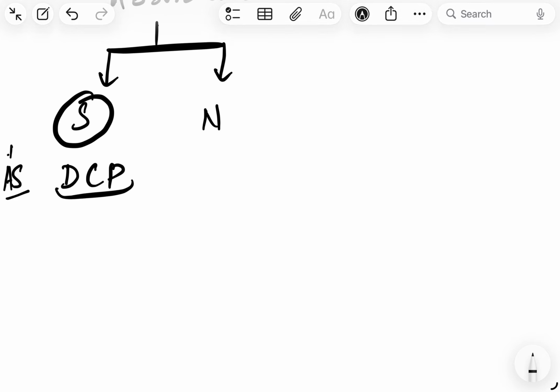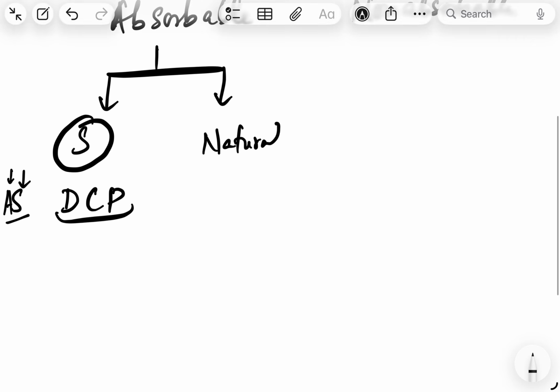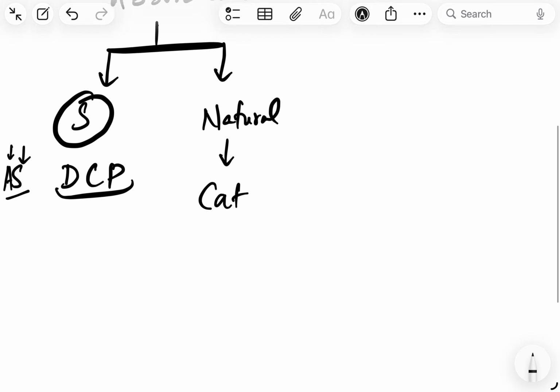So A is for absorbable, S is for synthetic, DCP is the mnemonic. So natural is cat. Cat is natural, like it's a natural organism, so catgut. You also have another variant, chromic catgut.